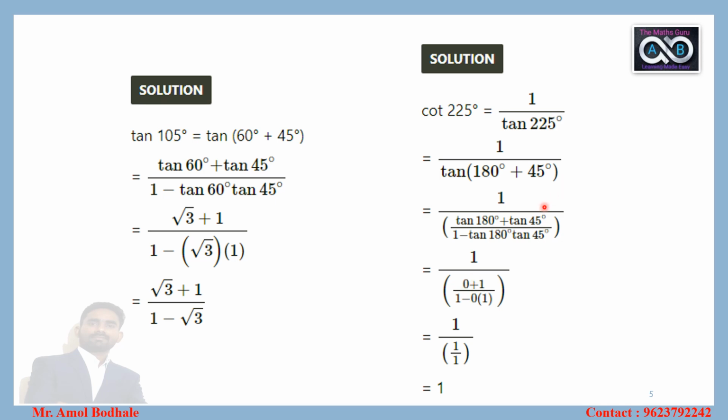Yes, and tan 45, which is 1, upon 1 minus tan 180, which is 0, and tan 45, which is 1. Let's simplify this. 0 plus 1 is 1, and 1 minus 1 into 0 is 1 minus 0. So finally we get 1 divided by 1 upon 1, which gives us 1. So we get that cot of 225 degree is exactly 1.